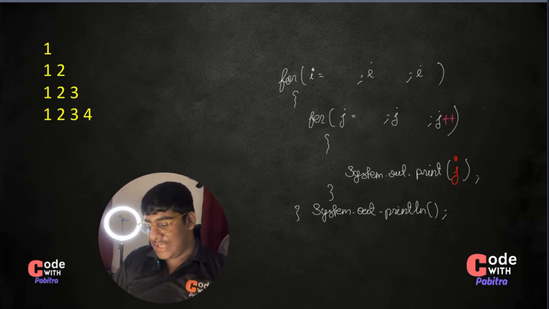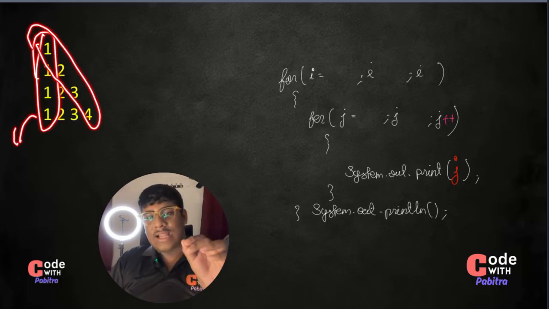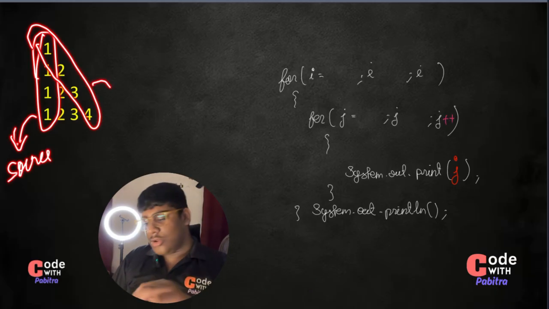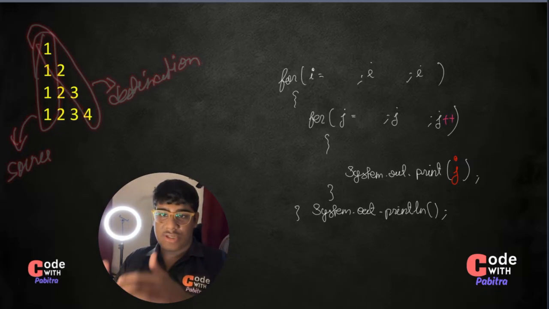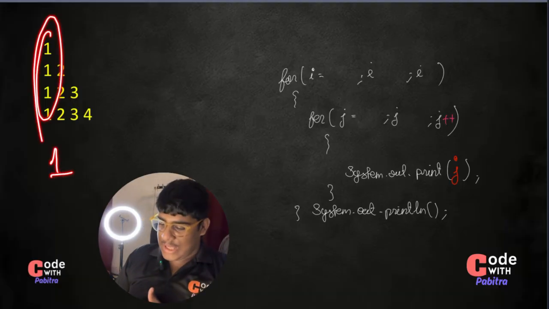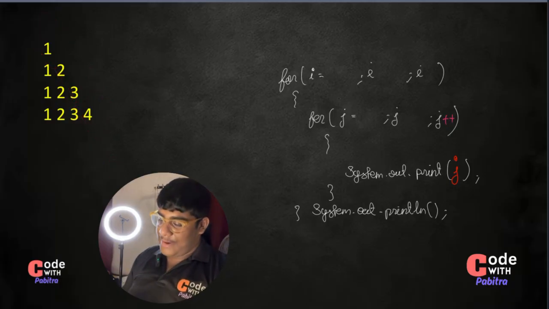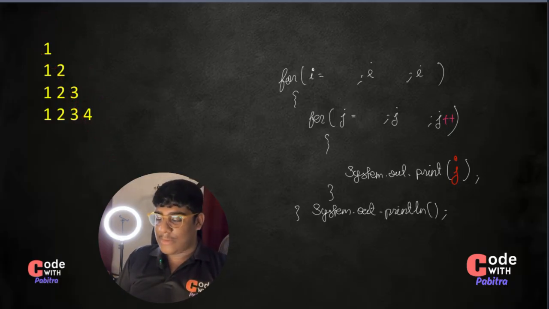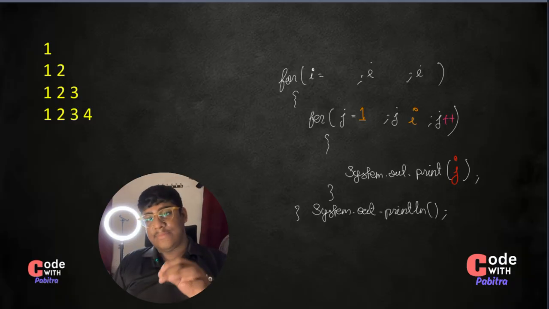We have to see two things: the source point and the destination point. We can see the source point is fixed, it is 1, but the destination point is changing: 1, 2, 3, and 4. It is not constant. Since it is not constant, we put i over here, and the source point is always 1.